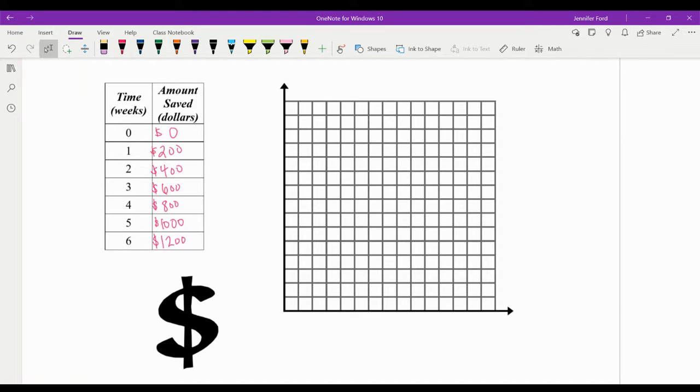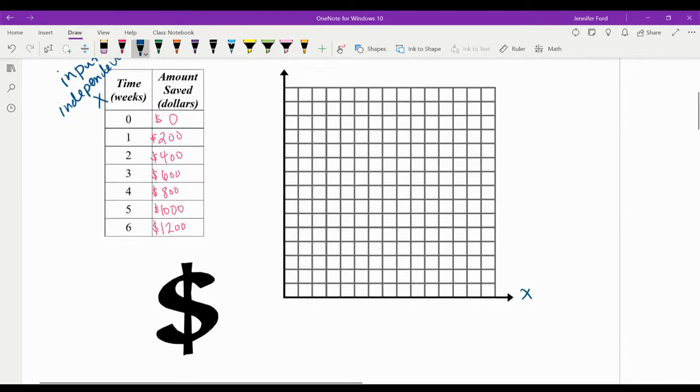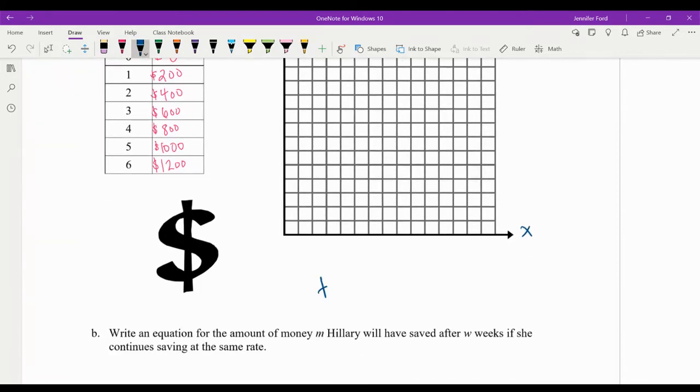So time in weeks. This is your input. So this is the X. Input, which is the same thing as independent, which is the X that goes on the X-axis. So the X-axis is going to be time in weeks. And I need to go up to 6.